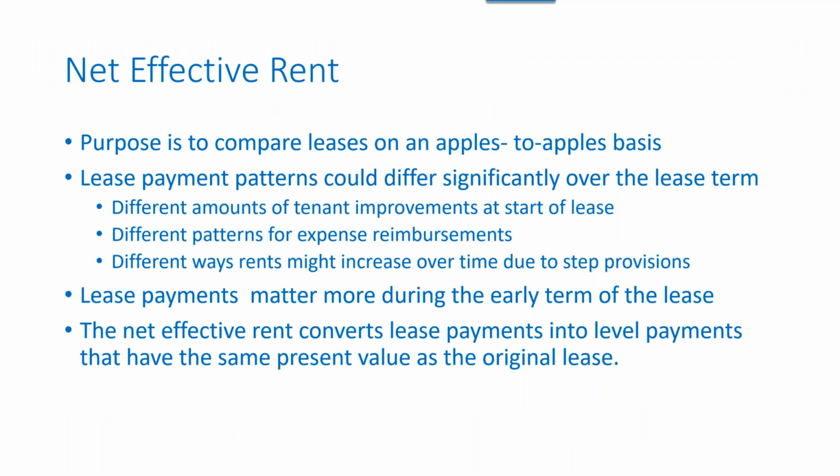Net effective rent. So the idea, I talked about this a little already, the purpose is to compare leases on an apples to apples basis. What do I mean by that? Well, lease payments can have a lot of different patterns over time. You could have different amounts of tenant improvements at the start of the lease, and different patterns for the expense reimbursements, how they're kicking in. Does the tenant pay all the expenses right away, or some of the expenses right away, or is it just above a stop where they start off after the first year and then kick in?